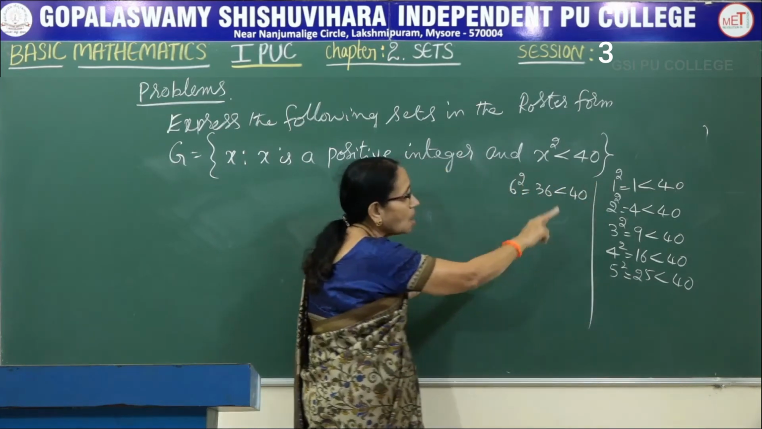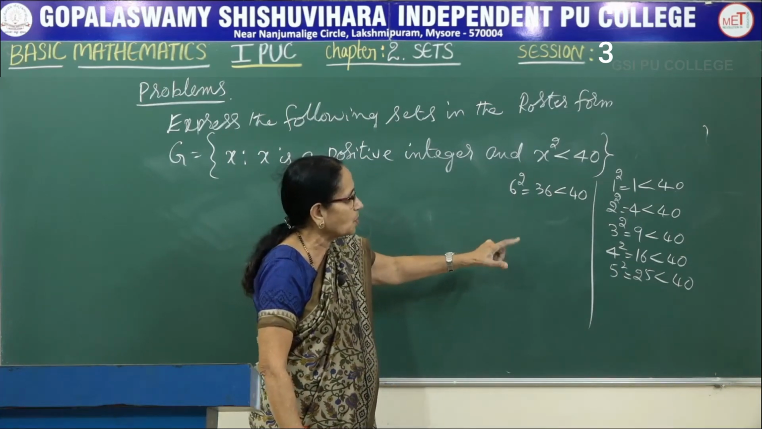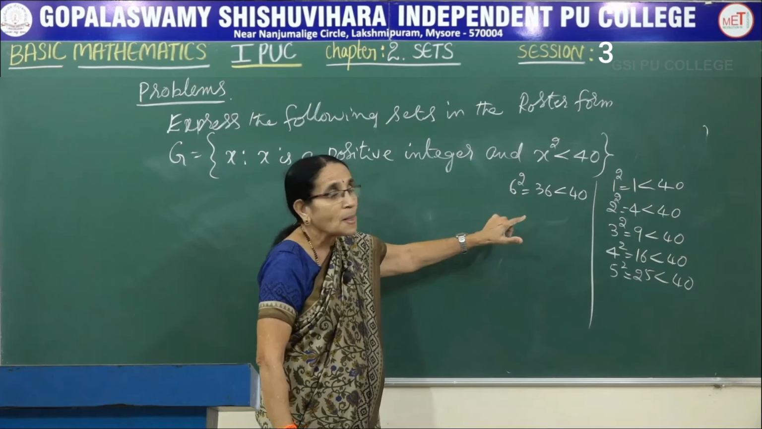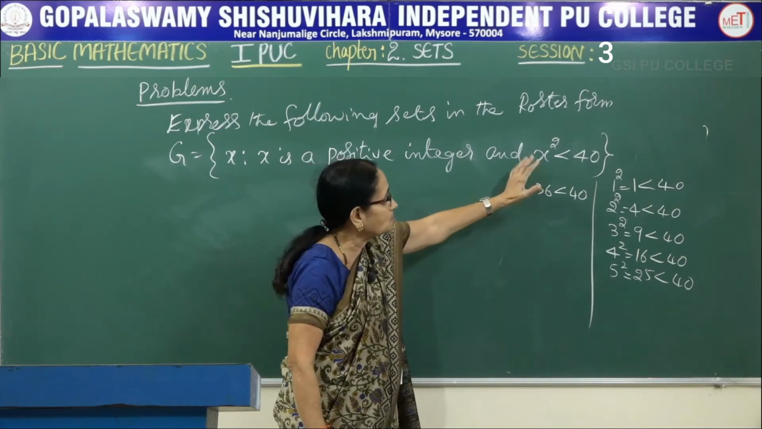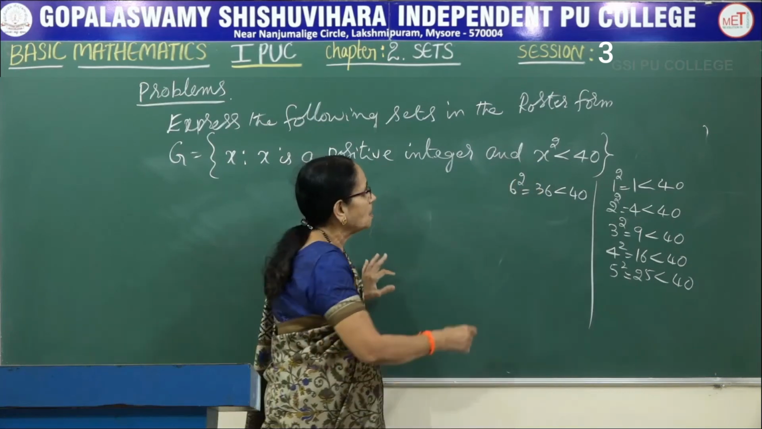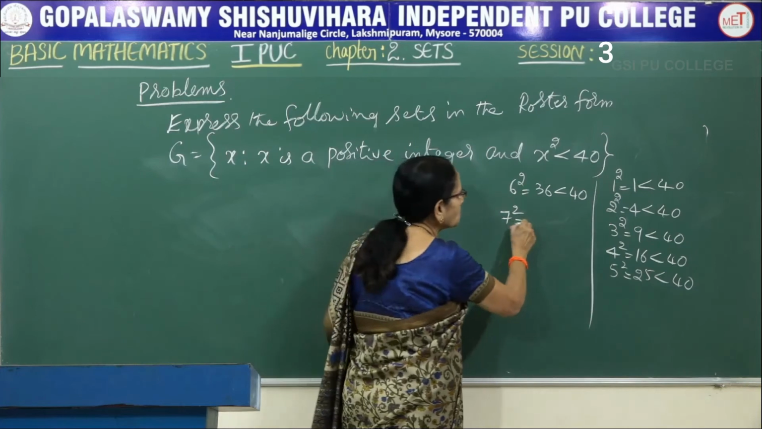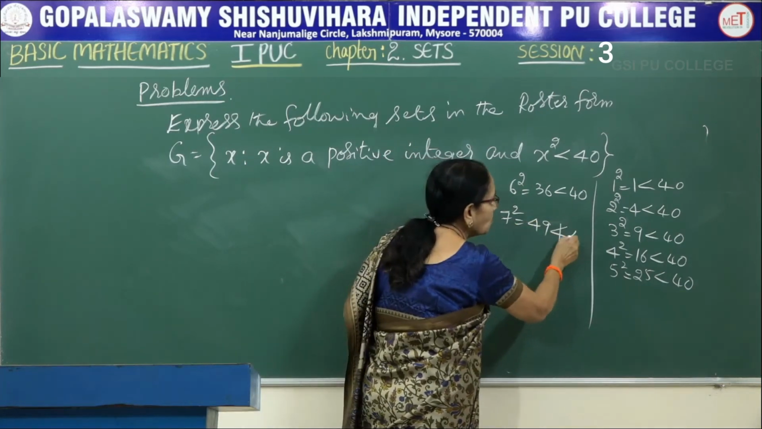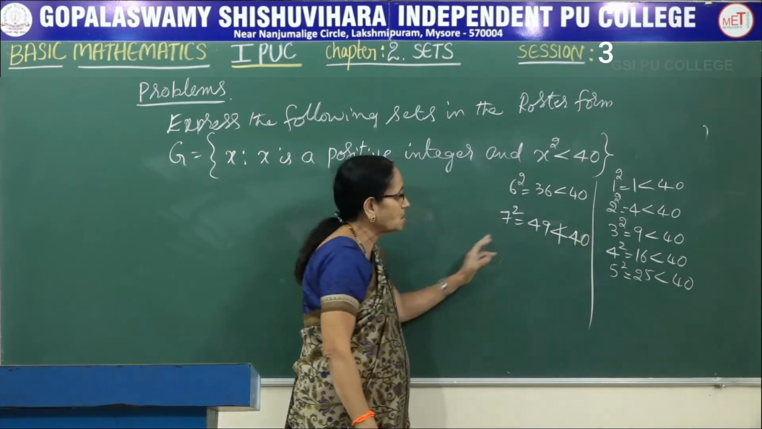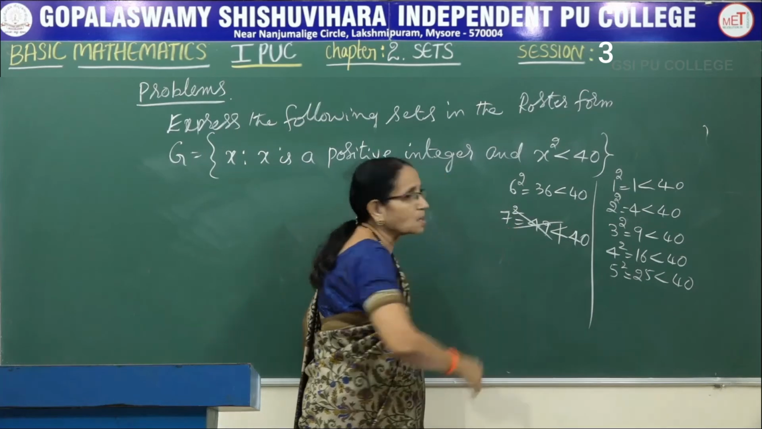That means all these squares of these numbers, 1 square, 2 square, 3 square, 4 square, 5 square, 6 square, you observe the actual values we get after squaring the number, they are strictly less than 40. Now, suppose I take the number 7 square. What is 7 square? It is 49. Certainly, it is not less than 40. It is actually greater than 40. Therefore, this we need not consider.